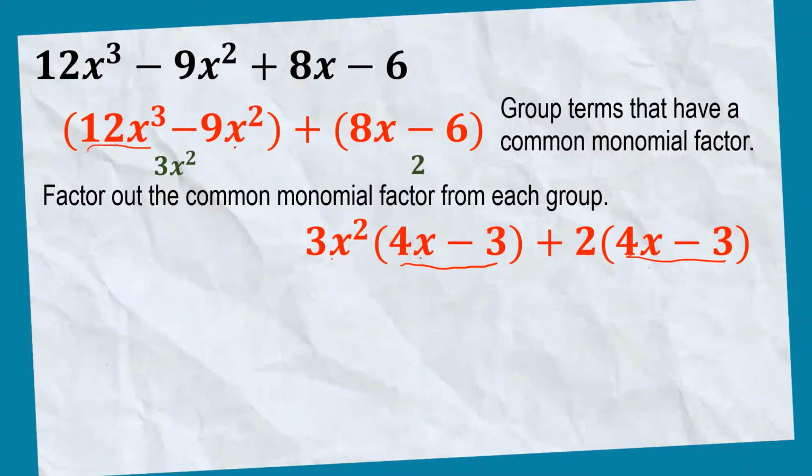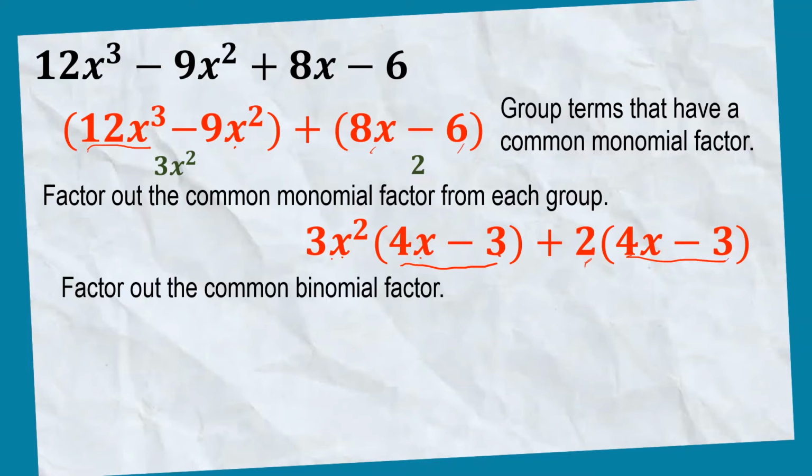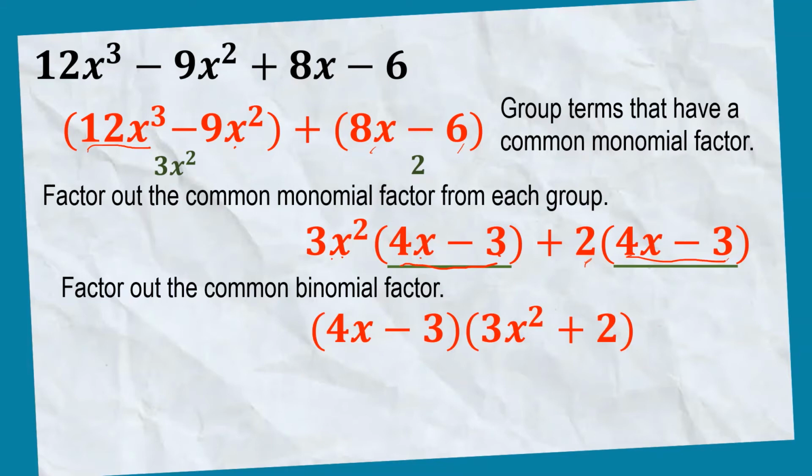Minus 9x squared divided by 3x squared is equal to 3. At sa pangalawang grupo naman po, 8x divided by 2, we have 4x. Minus 6 divided by 2 is 3. Next step po natin, we need to factor out the common binomial factor. And obviously, our common binomial factor here is 4x minus 3. So we have 4x minus 3 times the binomial 3x squared plus 2.